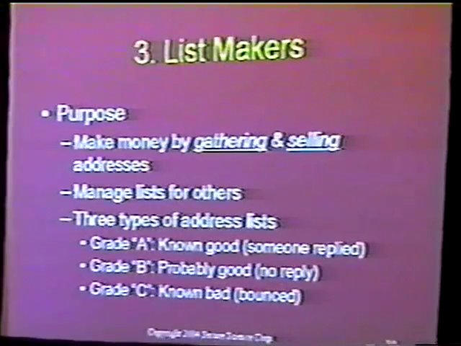Most list makers keep track of 3 types of email addresses. What we call grade A, or known good. It means somebody replied. And a reply can be anything. It could be, I'm interested, please tell me more, or please remove me from your mailing list, or I'm out of the office until Tuesday. It doesn't matter. Any reply is a good reply. Then there's grade B, which is probably good. There was no reply at all. And grade C, which is known bad. The email actually bounced.